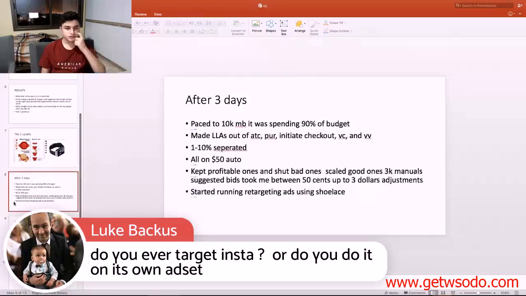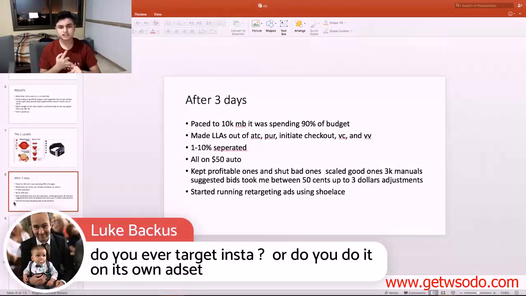Okay, so day 3. On day 3 I paced to 10K manual bidding. It was spending 90% of the budget, and also on the same day I made lookalikes out of add to carts, purchases, initiate checkouts, view contents, and video views. And I had the lookalikes, each one 1 to 10% separated. All of them were on 50 budget auto.